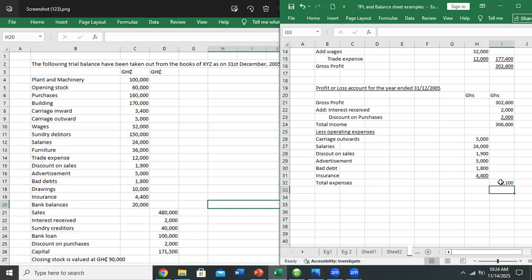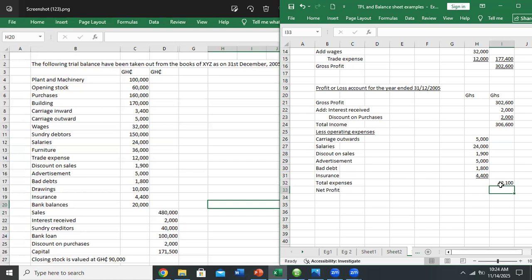So please, can others confirm the figure? Is it 42,100? Okay, let me use my phone. Okay, great. Let me also confirm with my Excel formula. Yes, 42,100. So Portia is right. So when we less the total expense from the total income, are we getting a net profit or a net loss? I think it's a net profit, right? Net profit, sir, because the income is more than the expenses.